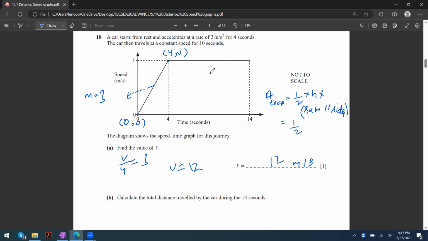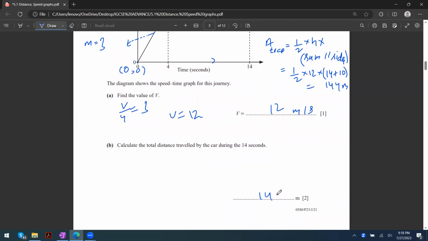So height is between the parallel sides. This is one parallel side, this is the other. Height is obviously V, which is 12. Parallel sides, one parallel side is 14 and the other is 14 minus 4, 10. So it's 144 meter. If any problem, please tell me.